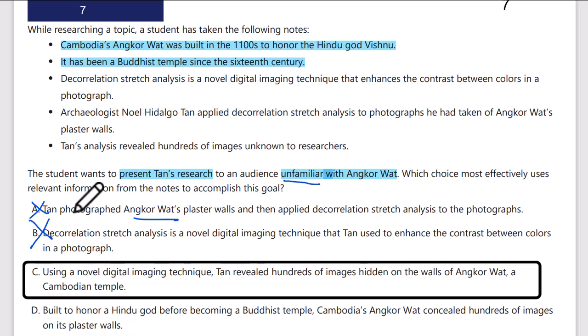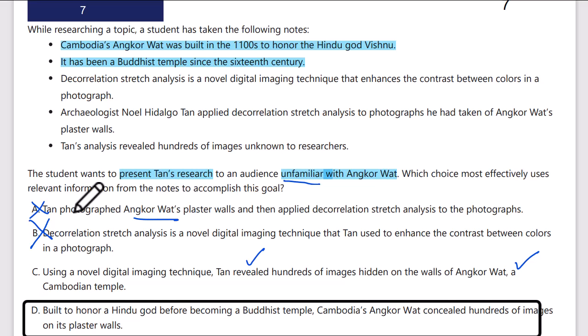Using a novel digital imaging technique, Tan revealed hundreds of images hidden on the walls of Angkor Wat, a Cambodian temple. Okay, this is telling us what Angkor Wat is. It's a Cambodian temple, and it is presenting his research here. So this looks pretty good. Let's just check D. Built to honor a Hindu god before becoming a Buddhist temple, Cambodia's Angkor Wat concealed hundreds of images on its plaster walls. So this is just about Angkor Wat. This says nothing about presenting Tan's research. There's no indication of Tan's research here. So that part is missing. That can't be the right answer.